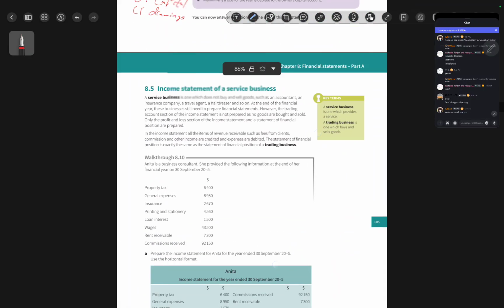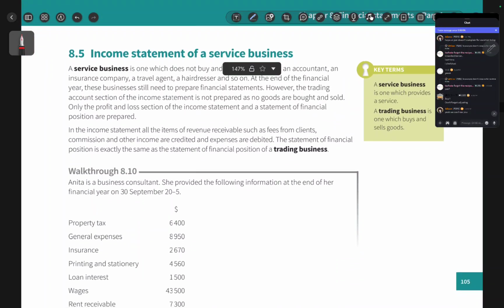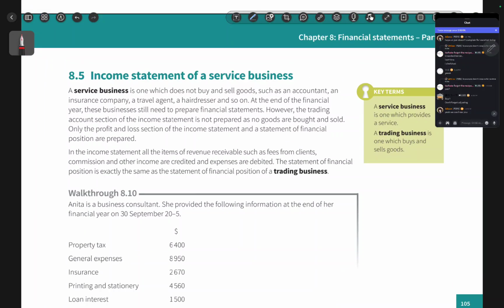I hope. Anyway, a service business is one which provides a service. A trading business is one which buys and sells goods. I already mentioned this. The service business does not sell goods, such as an accountant, who just does the accounting stuff. An insurance company, travel agent, hairdresser, your bank, whatever, they're just giving a service. They're not selling you goods.